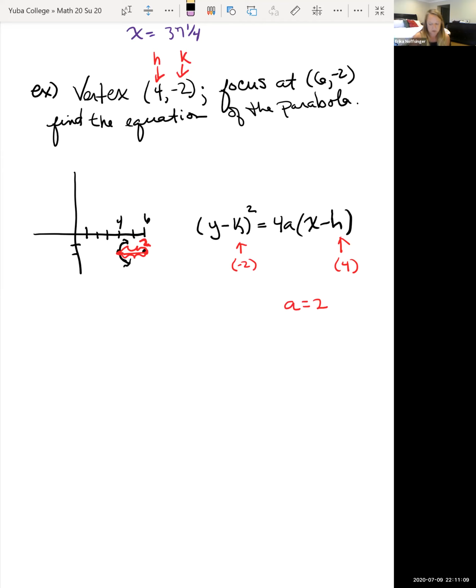Okay, so now we can just plug it all in. And we have y minus -2. So that will be y plus 2, quantity squared, is equal to 4 times a. So 4 times 2 is 8, all times x minus h, which is 4.